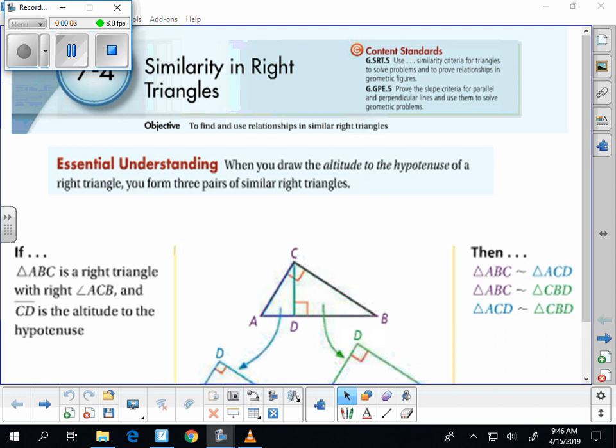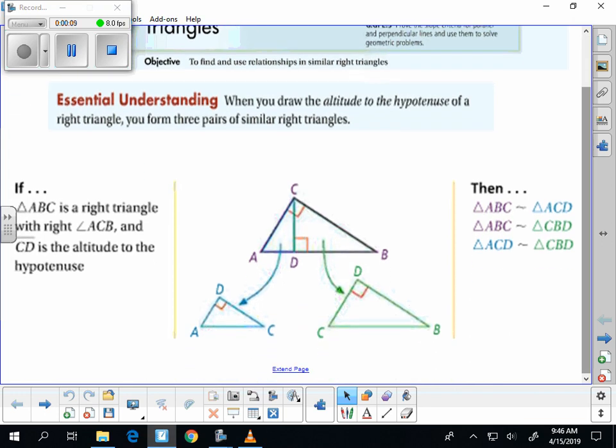So today we're going to do 7.4 and 7.5, similarity in right triangles. When you draw the altitude from the right angle to the hypotenuse of a right triangle, you actually divide that right triangle into 3 separate similar triangles. So ABC now becomes triangle ADC, CDB, and then the big triangle. So we make 3 triangles out of it, and they'll all be similar.